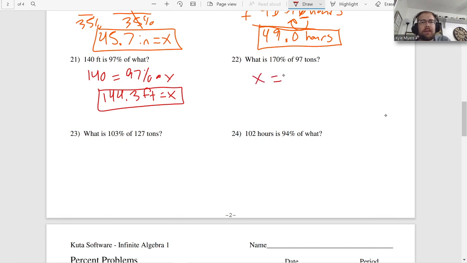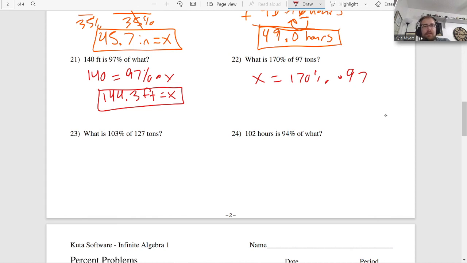What is 170% of 97? This one is a little bit tricky because you might be thinking, what is 170%? That's such a big percent. Well, it is, but remember, if you go from percent to decimal, you're moving the decimal place to the left 2 spaces. You always move it 2 spaces. It wouldn't be 0.17. That's 17%. It would be 1.7.